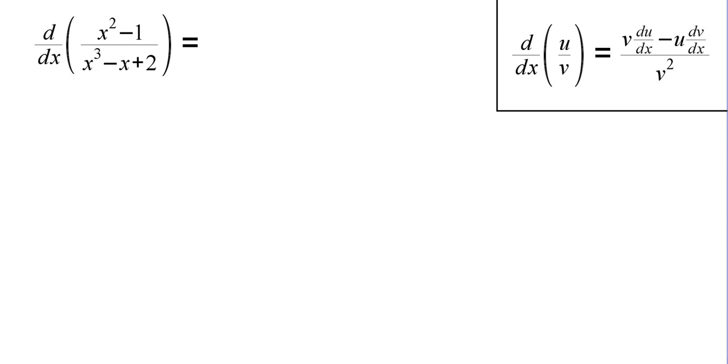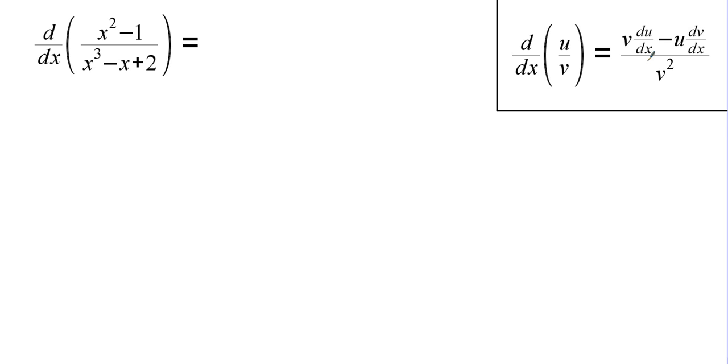Whenever we have one function divided by another function, for example x squared minus 1 divided by x cubed minus x plus 2, we need to use the quotient rule, which states the derivative of a quotient of two functions, u over v, is the denominator times the derivative of the numerator minus the numerator times the derivative of the denominator, all over the denominator squared.